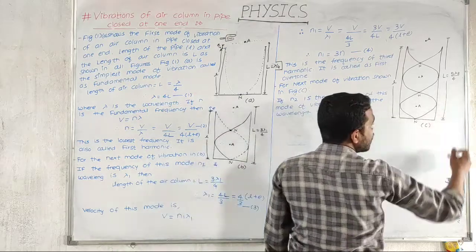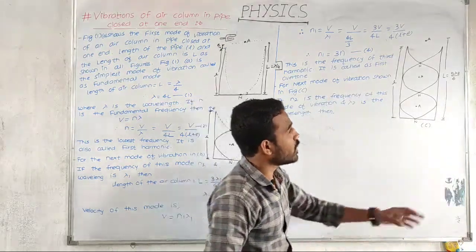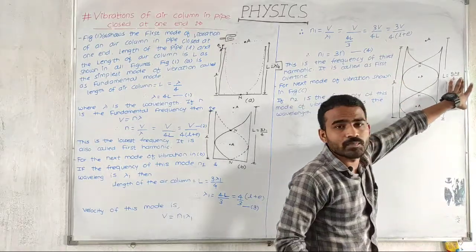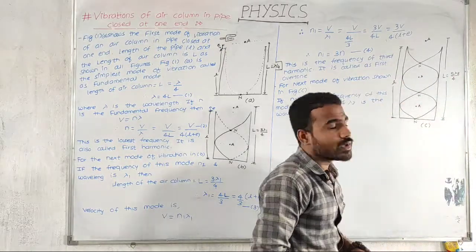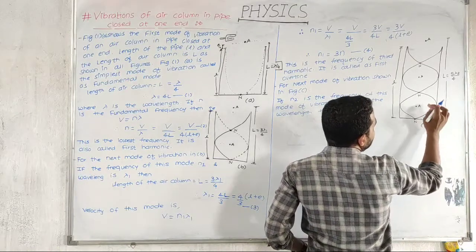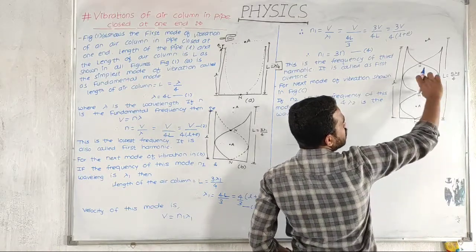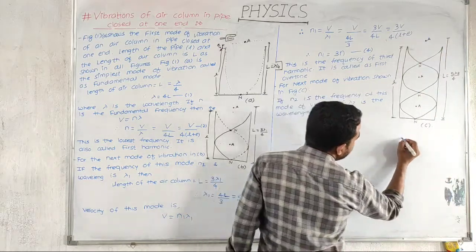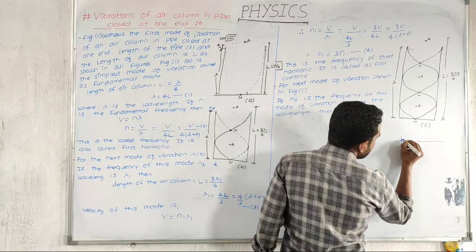The length of the air column is 5 lambda 2 by 4. Here the wavelength is lambda 2. So here you can see, half of this is lambda by 4. So this is lambda by 4, this is lambda by 4, this is lambda by 4, and this is lambda by 4.